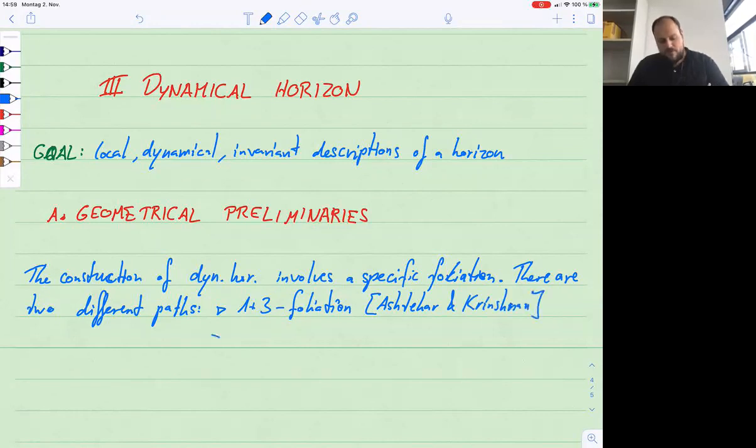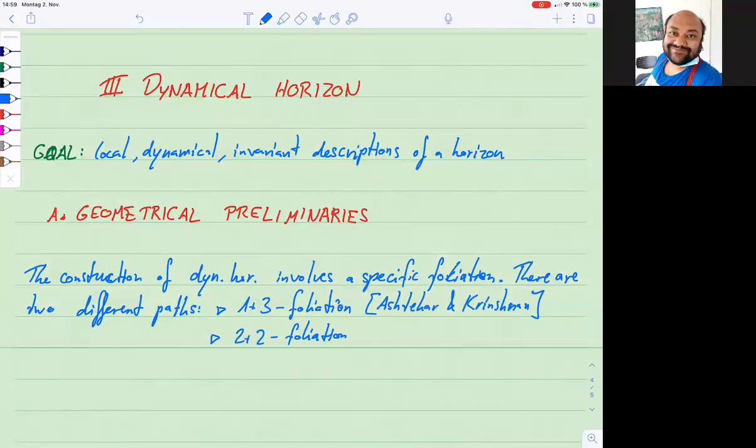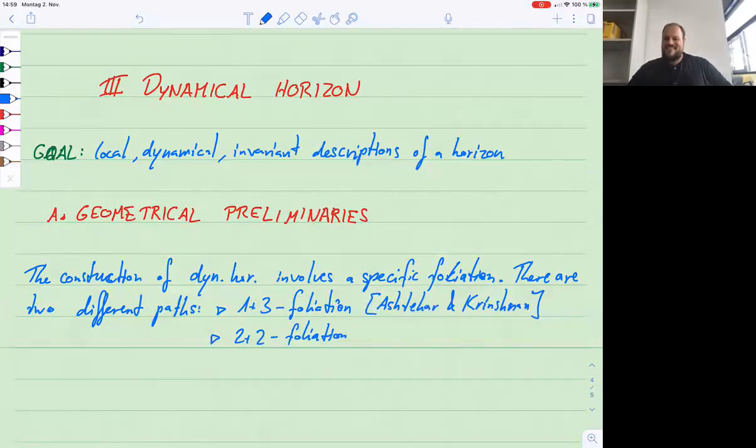And there's a 2+2 foliation, which you have seen when in Kostka's spacetime, for example. Is the collaborator of Vaishak. Yes, I know. Oh, I wrote Krishnan. I should at least write Krishnan. So, and there's Hayward. He did it in the 2+2 foliation.